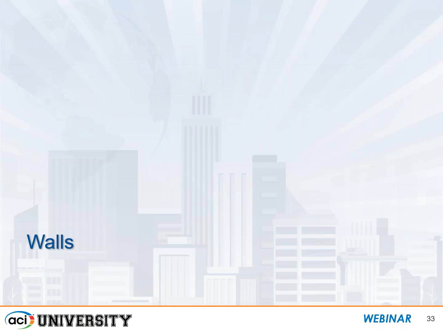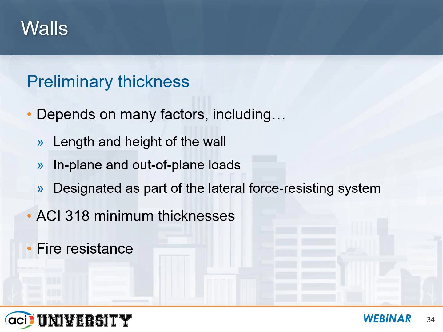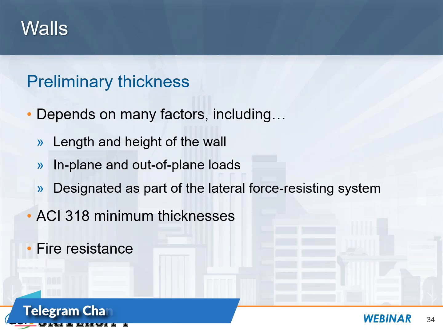Okay, let's move on to walls. And we'll start again by looking at preliminary thickness. Unlike some of the other members we covered so far in either of our sessions here, there's a lot of factors that go into selecting a preliminary wall thickness. Now, this could vary, obviously, depending on what structure you have, but these general items need to be considered when selecting a thickness. The length and height of the wall obviously play an important role.